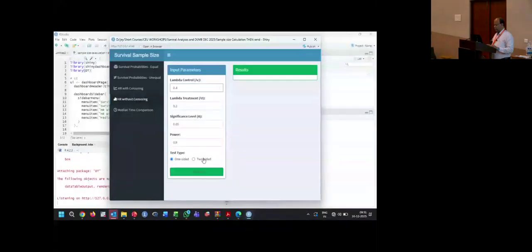Usually a two-sided test is taken. Calculate the sample size. So the sample size per group is 48 units.